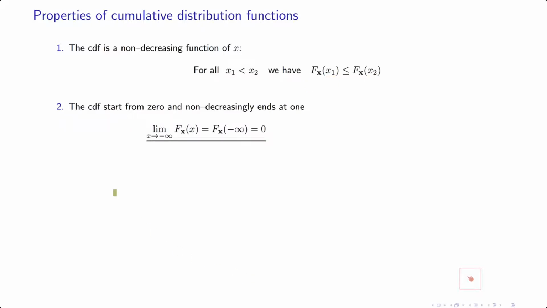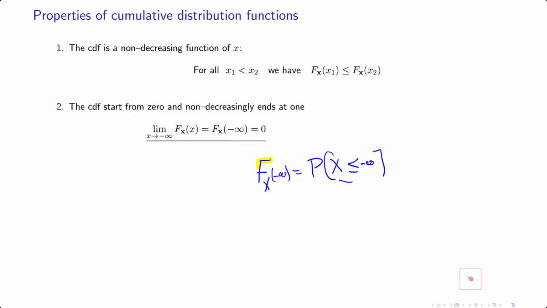The second property is that the CDF at x equal to minus infinity is equal to 0. This property holds because we have FX of x, which is equal to the probability of X being smaller than or equal to x. This is by definition of the CDF. Now, if you put minus infinity instead of x.